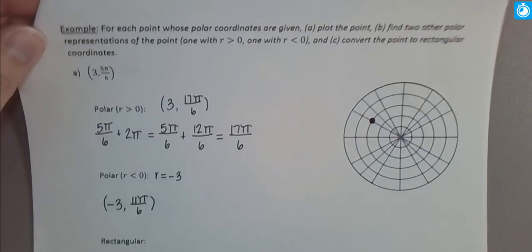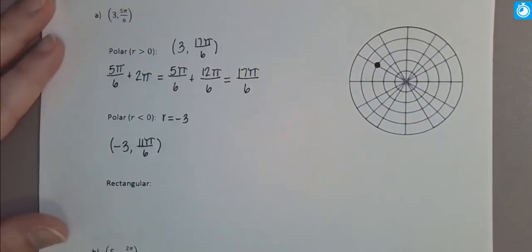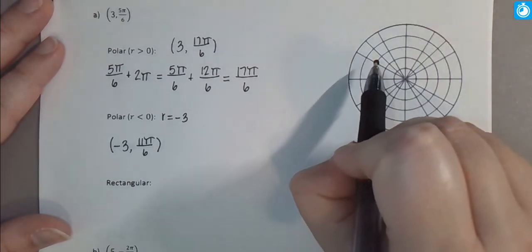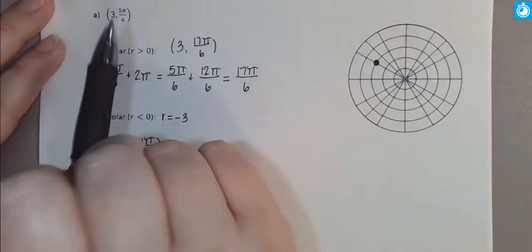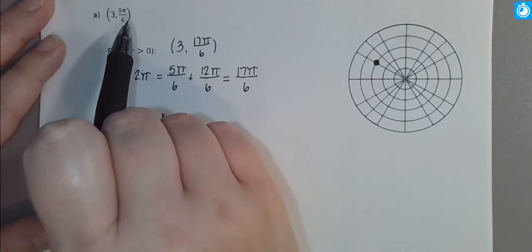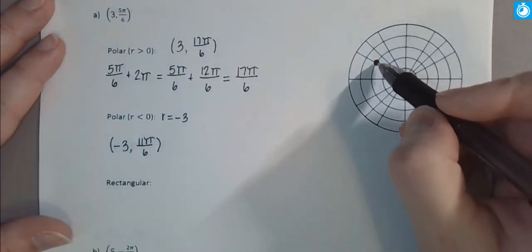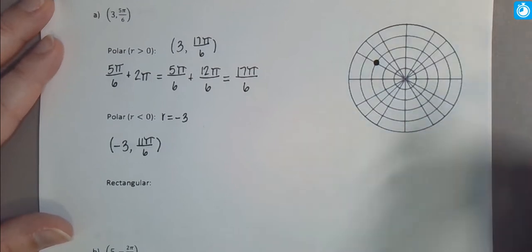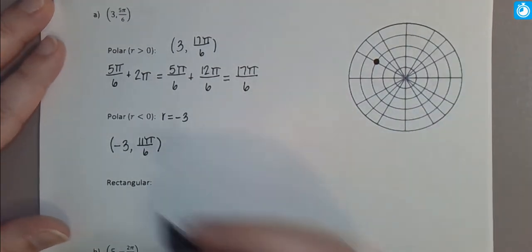Okay, let's now convert this particular polar point to rectangular coordinates. In other words, this particular location is unique. This is its representation in polar coordinates. Well, how would we represent that location if we were talking about x and y coordinates? That's the question we want to answer.